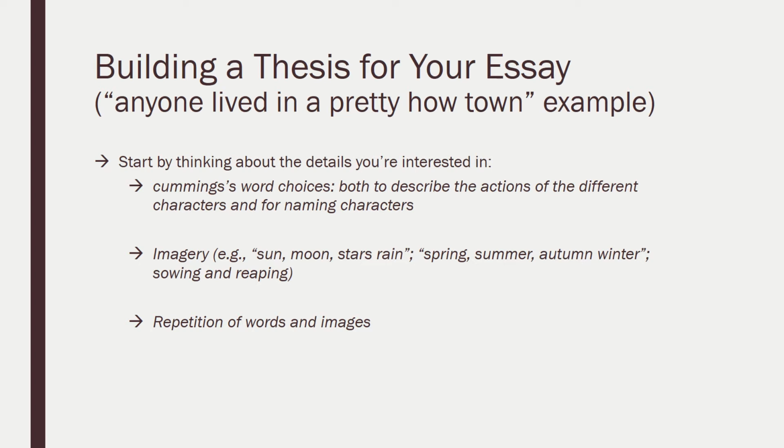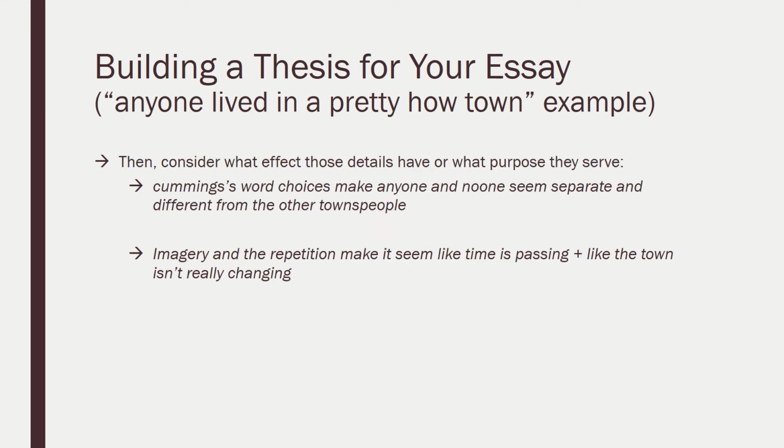For example, Cummings' word choices, both to describe the actions of the different characters and for naming characters, his imagery, such as sun, moon, stars, rain, spring, summer, autumn, winter, or the images he creates of sowing and reaping, and finally, his use of repetition, both in terms of words and images. Then I would consider what effect those details have or what purpose they seem to serve.